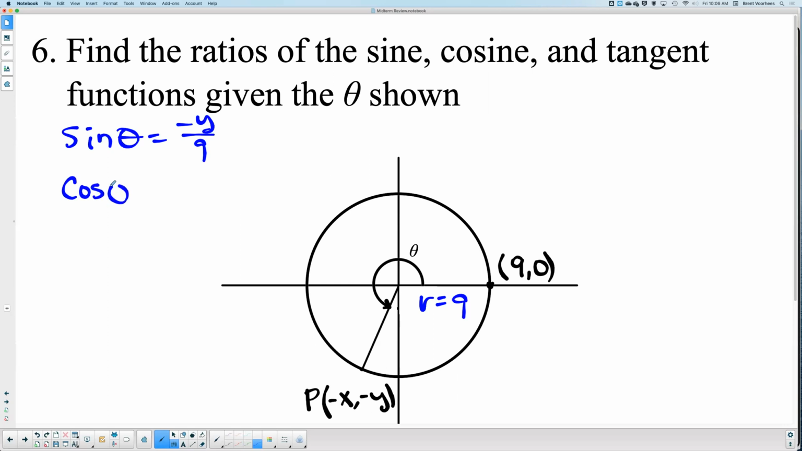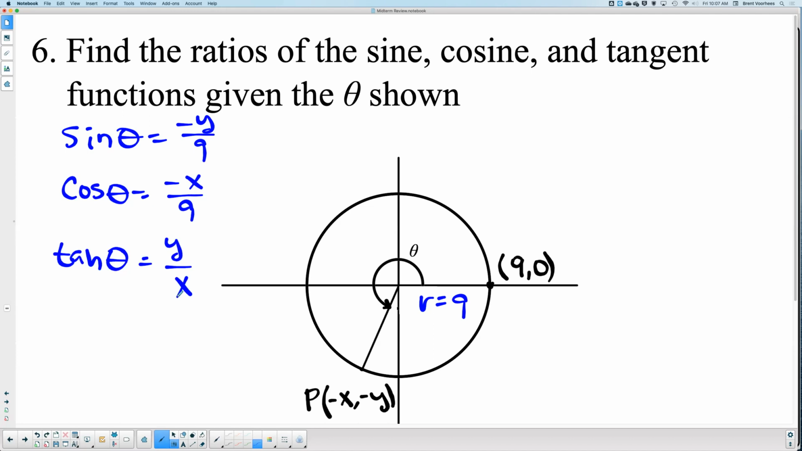Okay, tell me about the cosine. It'd just be negative x divided by 9. And then finally tangent. It's just y over x. Tangent is going to be negative y divided by negative x. That's positive. Why is it? Because 2 negatives cancel out.